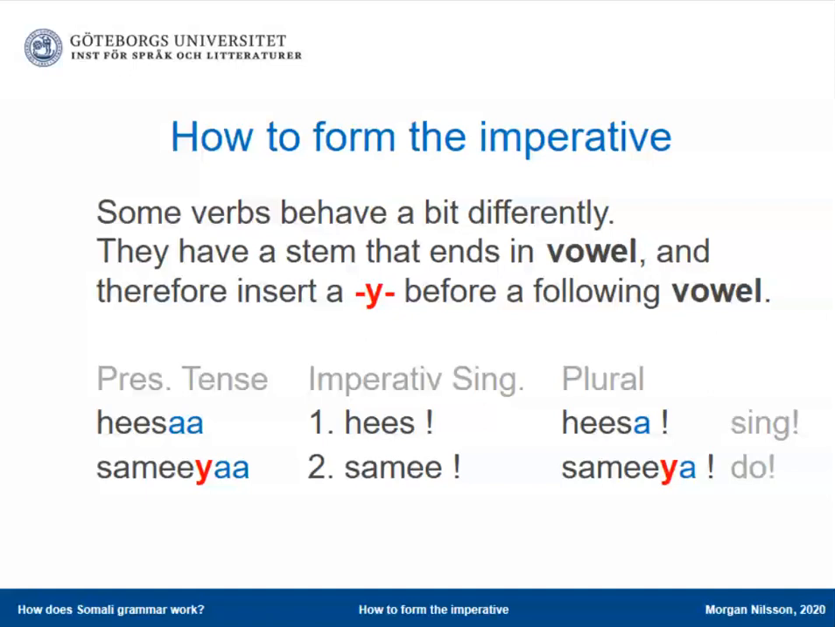So, for example, the verb do has this y in the present tense form, sameya, and also in the imperative plural, sameya. But the y is not there in the imperative singular, because it does not belong to the stem. It's just inserted in order to avoid two vowels next to each other. So the imperative singular is just same.